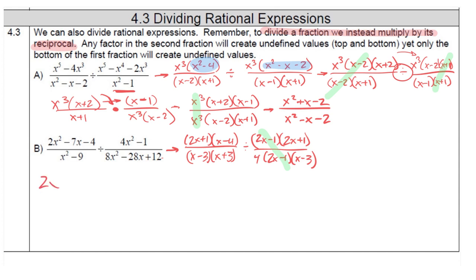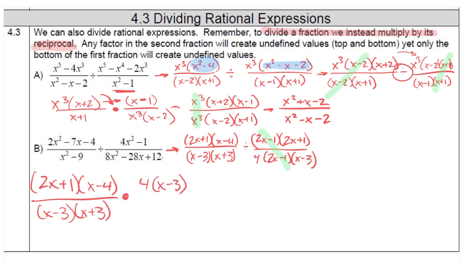I'm going to rewrite the right-hand side as its reciprocal, because when we divide two fractions, we multiply the first fraction by the reciprocal of the second fraction. So now I have 4 times x minus 3 over 2x plus 1. And then I have some more canceling to do. There's a 2x plus 1 in the denominator and a 2x plus 1 in the numerator. And there's an x minus 3 in the numerator and an x minus 3 in the denominator. So all that's left over on the right side is just a 4.